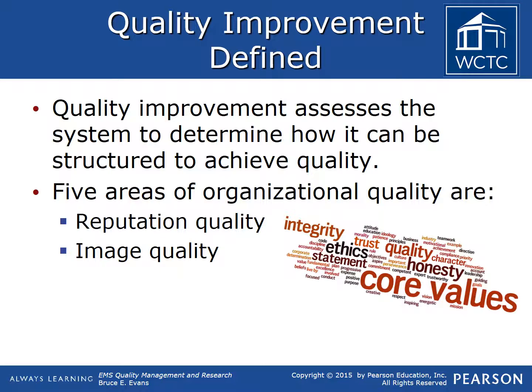The second area, image quality, is somewhat related to the first, but it casts a wider net to encompass your customers and stakeholders. Is the EMS agency's brand identifiable? Does the average taxpayer or potential customer recognize the difference between your ambulance and one owned by a neighboring community or competitor? Are your staff considered professional? What is your reputation not with other EMS agencies, but with the community as a whole? Third is service quality.